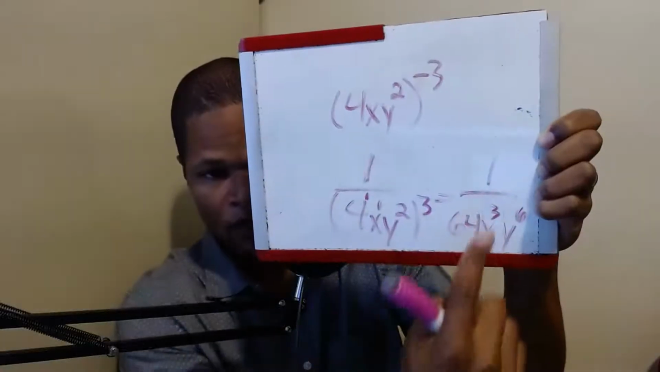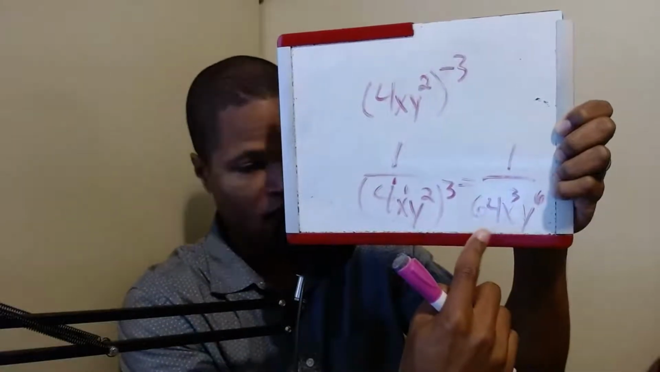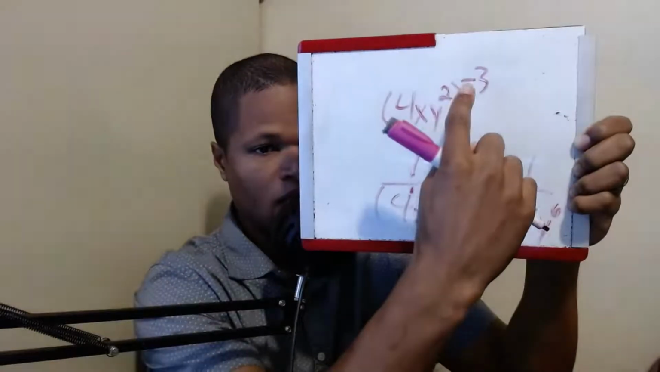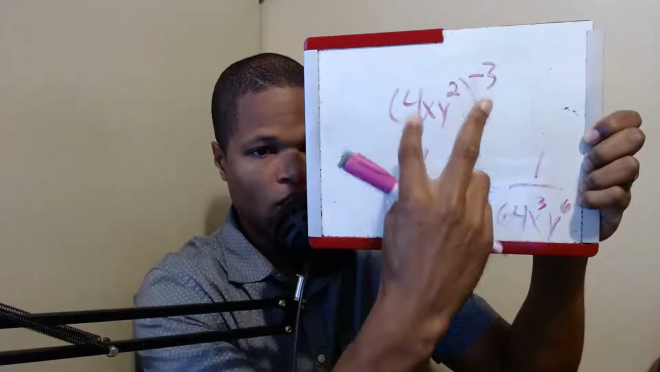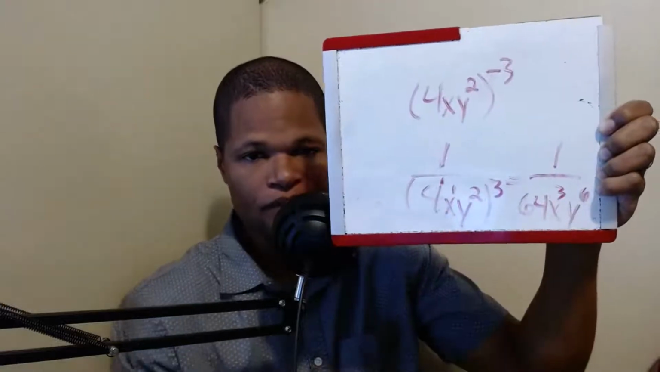So take a look right here. This section of the board is your simplified answer. We got rid of the negative power by putting it under 1. The whole base goes underneath 1, and then we use the power to a power property. And this is what you do.